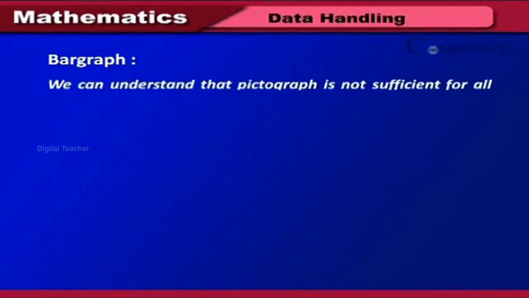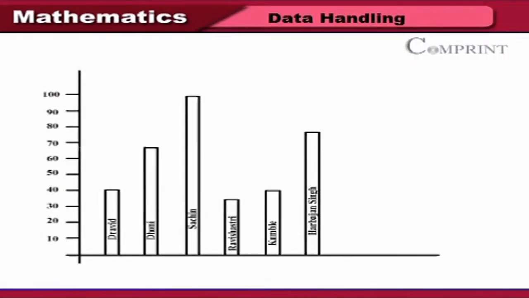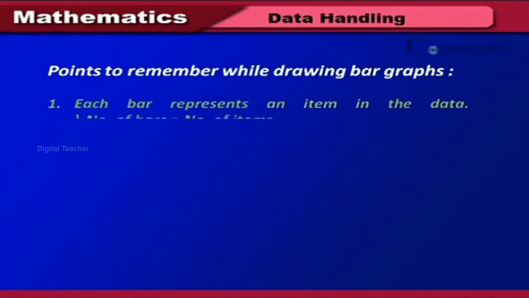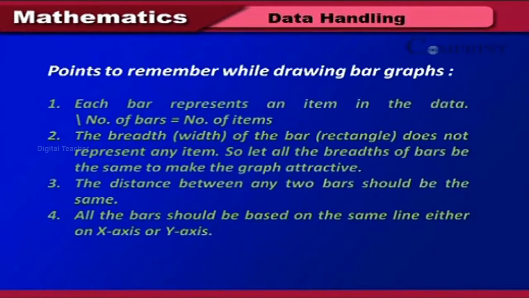Bar graph. We can understand that pictograph is not sufficient for all the needs, so to represent the data, we need some other graphs. Points to remember while drawing bar graphs. 1. Each bar represents an item in the data. Number of bars is equal to number of items. 2. The breadth of the bar does not represent any item, so let all the breadths of bar be the same to make the graph attractive.